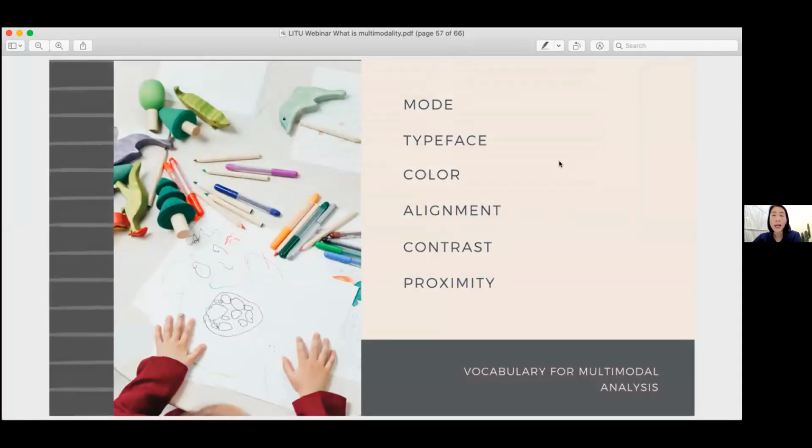Of course, like I mentioned, you can select vocabulary or meta language that you want to talk to your students about, right? But just for the sake of this talk, I only gave you five or six. We talked about mode, of course. We talked about typeface, color, alignment, contrast, and proximity, right? So these are some of the vocabulary for multimodal analysis. And once you prep them with the language that they need, you can also model for them what they can do for analysis.